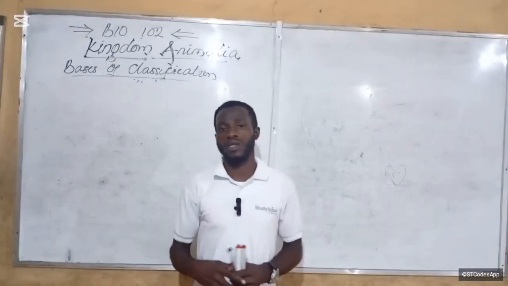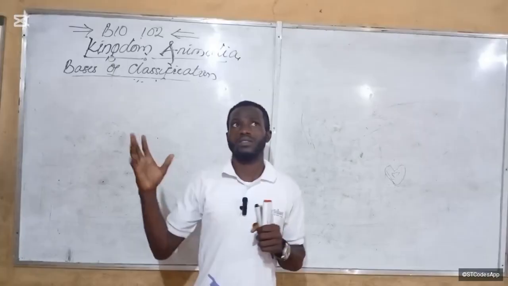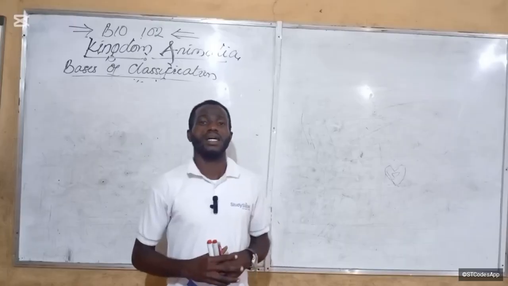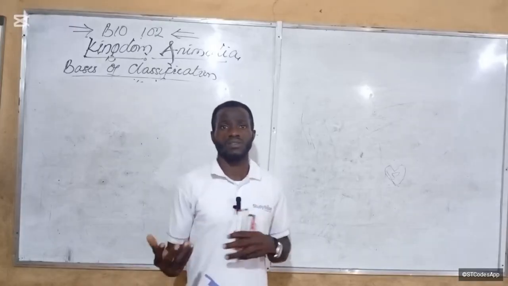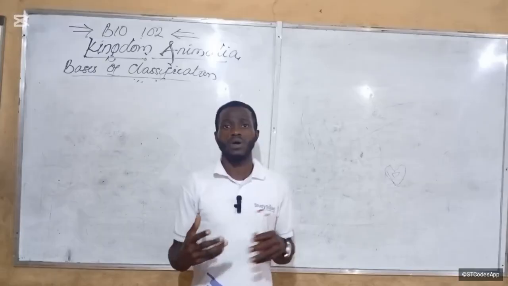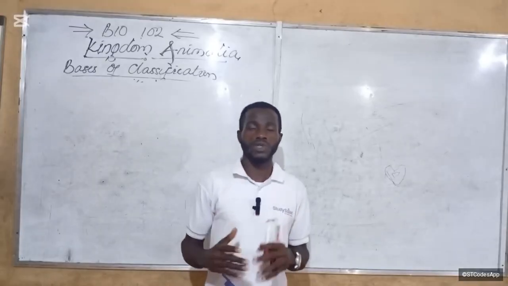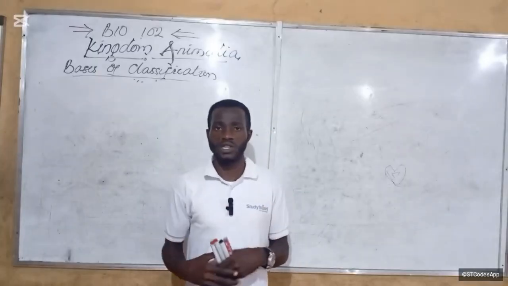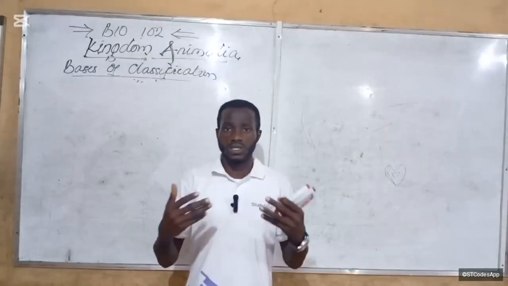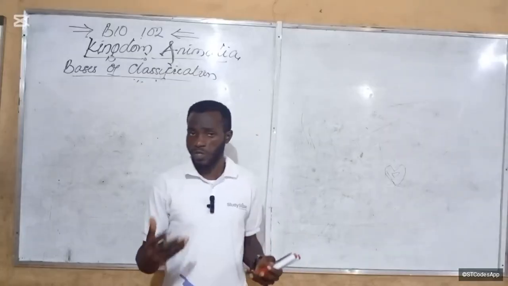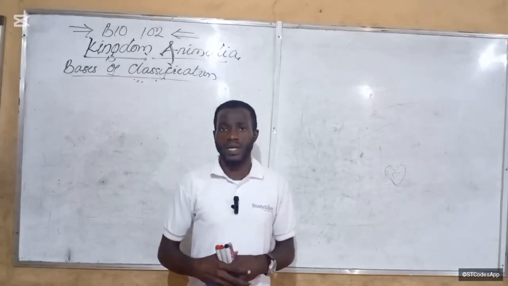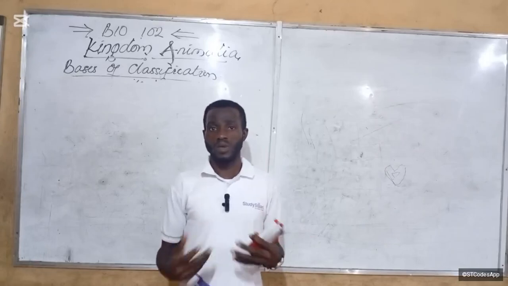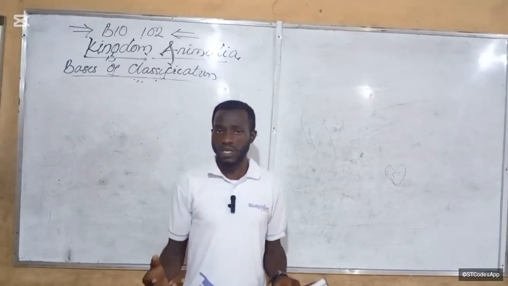This morning we started the basis of classification of the animal kingdom, and this evening we are going to be talking about the other basis of classification. We've only discussed the habitat as a basis for classification. We've discussed cell organization, symmetry, body plan. All right, this evening we're going to be talking about the germ layers as a basis of classification, the segmentation.